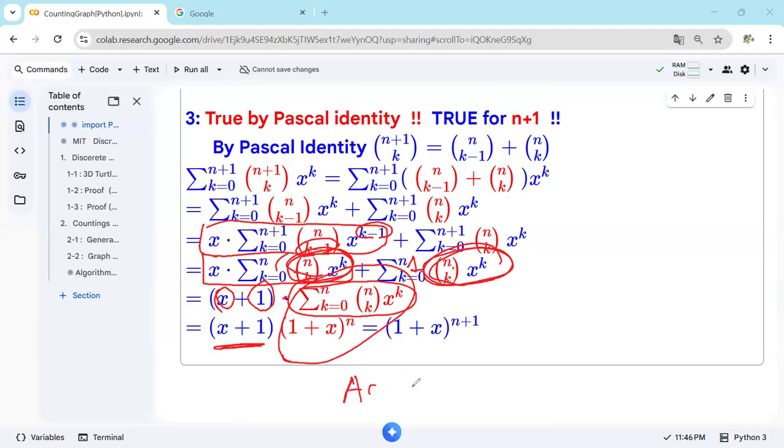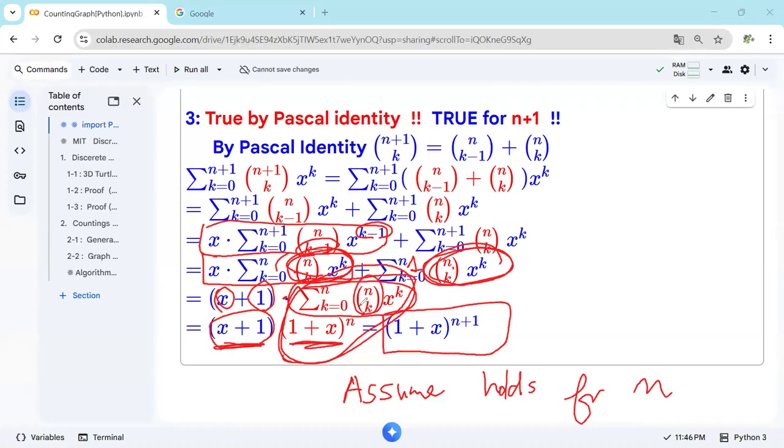And what is this? We already assume this one holds for the case n. So this is n choose k. So this one is equal to this one, by our previous assumption. So finally, there is 1 plus x and 1 plus x to the nth power, and the result is 1 plus x to the n plus 1 power. So we can prove this one in this way.